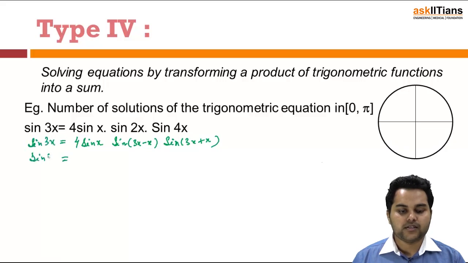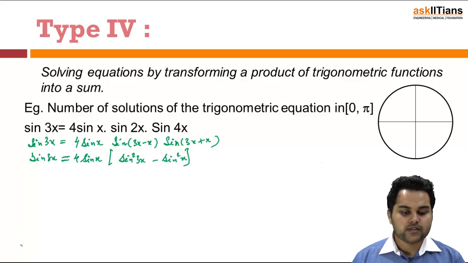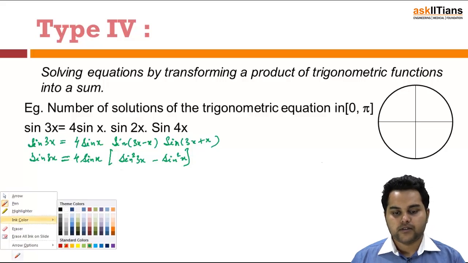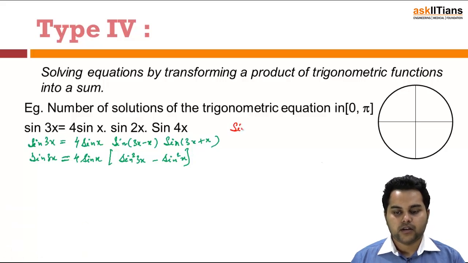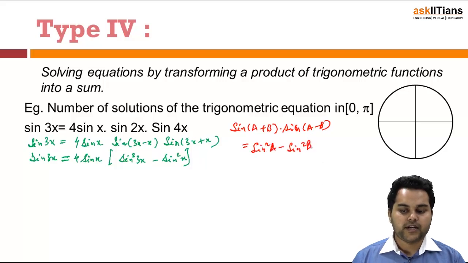Left hand side would be as it is, that would give me the right hand side as sin x sin square of 3x minus sin square of x. Because of the formula that we have, there is an identity that sin of (a plus b) into sin of (a minus b) can be written as sin square a minus sin square b. So with this identity I have written sin square 3x minus sin square x.